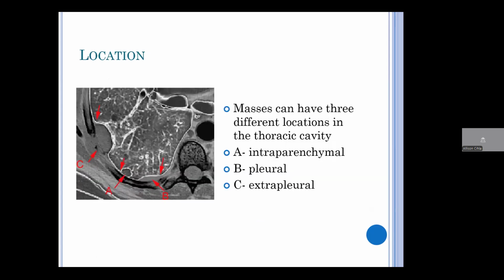The next thing the radiology report or viewing the radiology image will allow you to see is the location. You can see masses in three different locations in the thoracic cavity. You may see intraparenchymal, which is here. It's within the body of the lung. Pleural, which is outside of the lung, but still within the thoracic cavity, and extrapleural, which is this location right here, outside of the pleura.